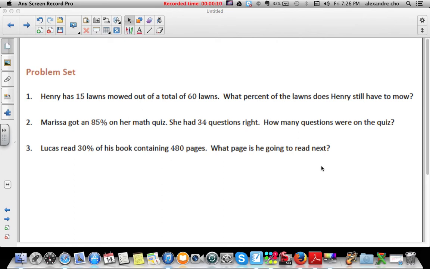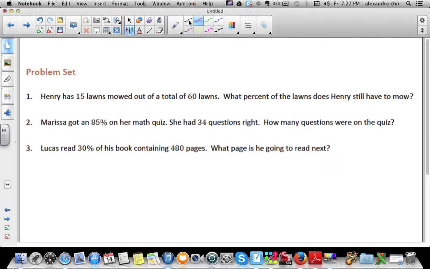Alright, so first one. Henry has mowed 15 lawns out of 60 lawns. What percent of lawns does he still have to mow? Well, let's see if I can do this. I should have done this before. I don't know why I waited so long to just copy the picture from the other side. So, 15 lawns out of 60. So here we go, 15 out of 60.